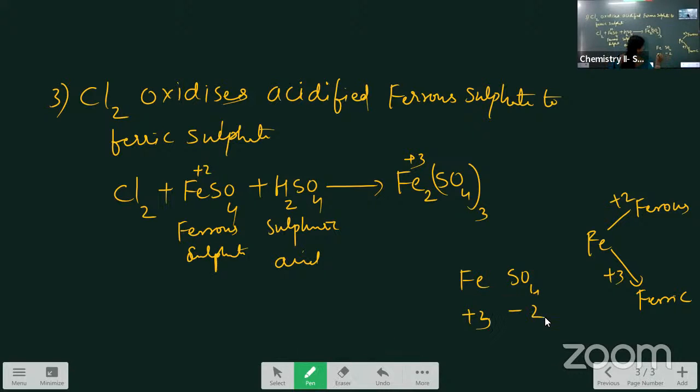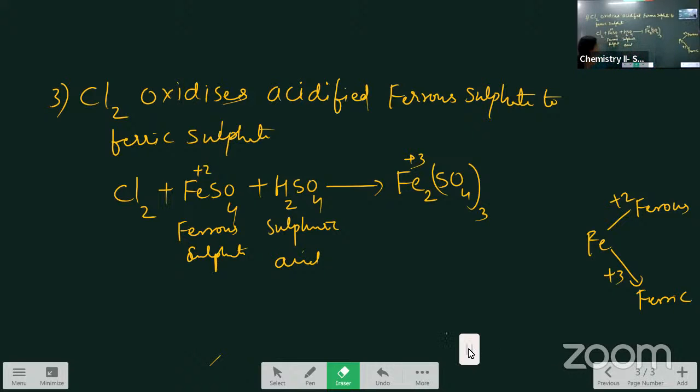This is -2. So plus minus gets cancelled, exchange the charges. So you will get Fe2(SO4)3, with sulfate taken 3 times. Similarly here, Fe is in +2 oxidation state with sulfate, this is ferrous sulfate, so this is -2. So +2 -2 gets cancelled, this is the formula of the compound. Okay students. So iron shows 2 oxidation states, ferrous and ferric. Ferrous is +2 oxidation state, ferric is +3 oxidation state.